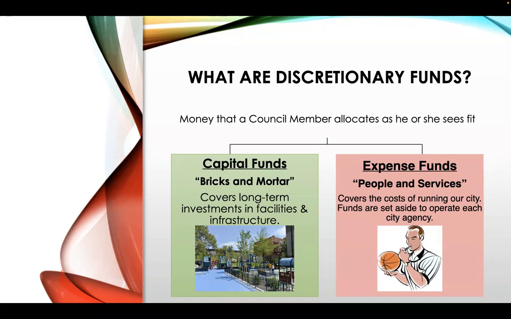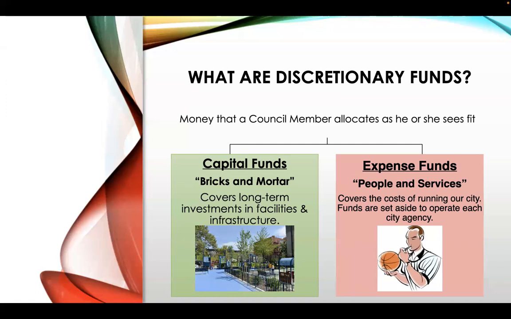There's capital funding. So think of this as brick and mortar. When you want to build something, when you want to make an investment in a park or in a playground, or a library that needs a repair, maybe, those are types of projects that would utilize capital funding. So they cover long-term investments in facilities and infrastructure in our district.